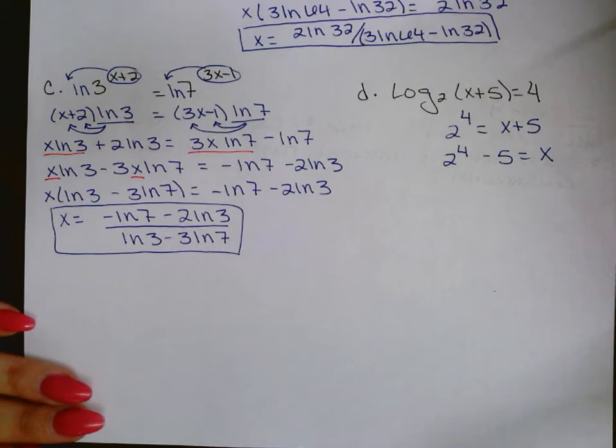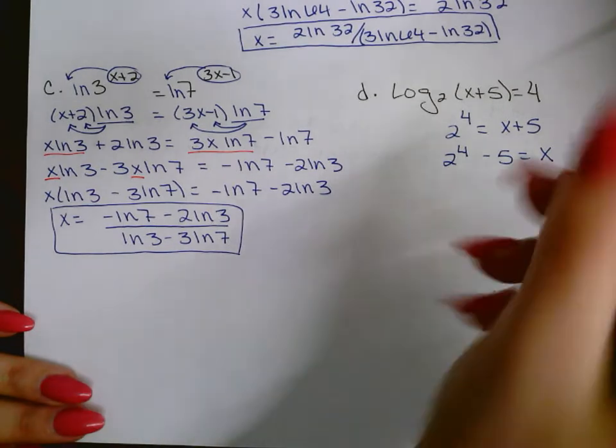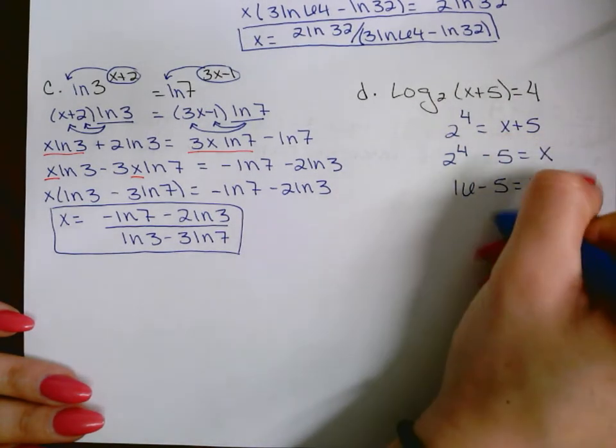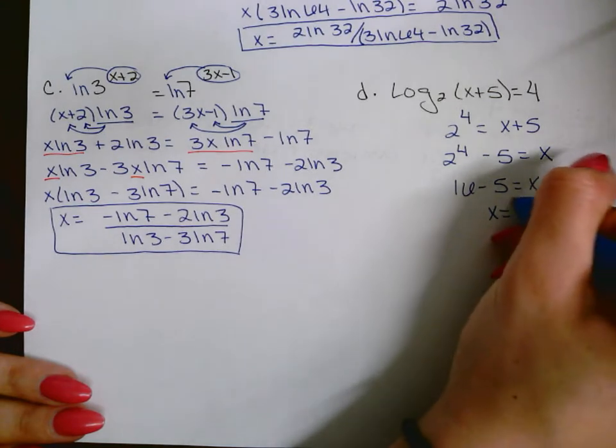Okay? But for the sake of being neat, what is 2 to the 4th power? 16. Right? And then minus 5. X is 11.